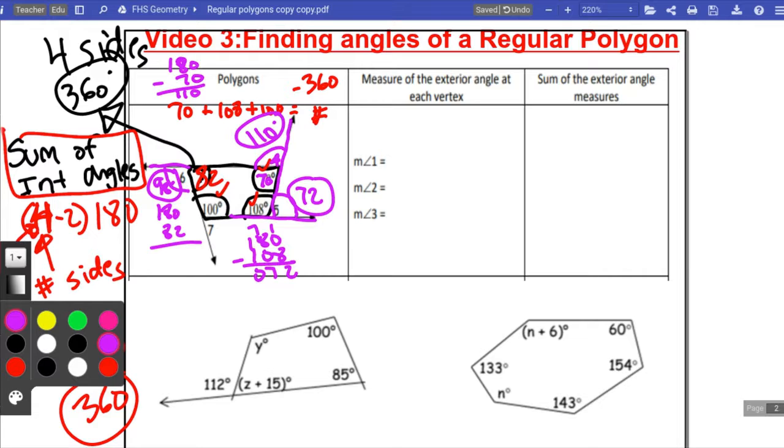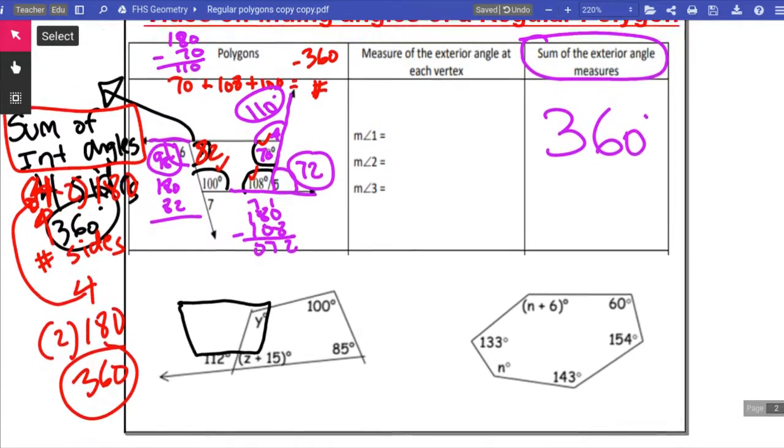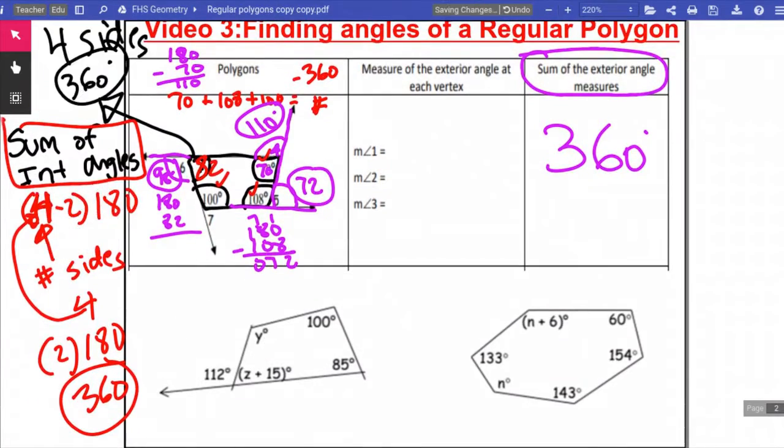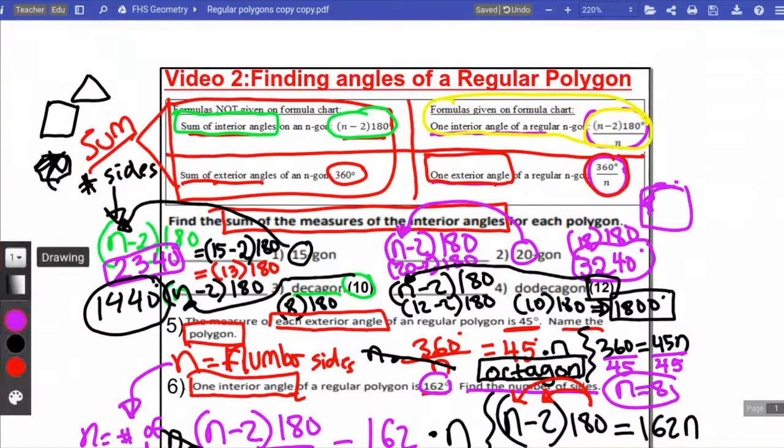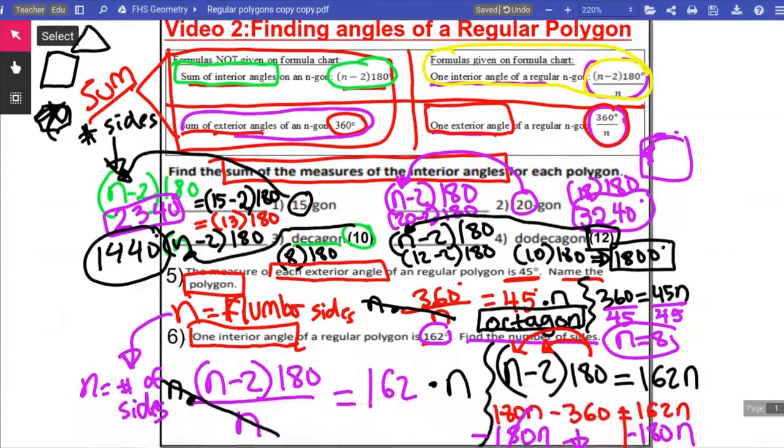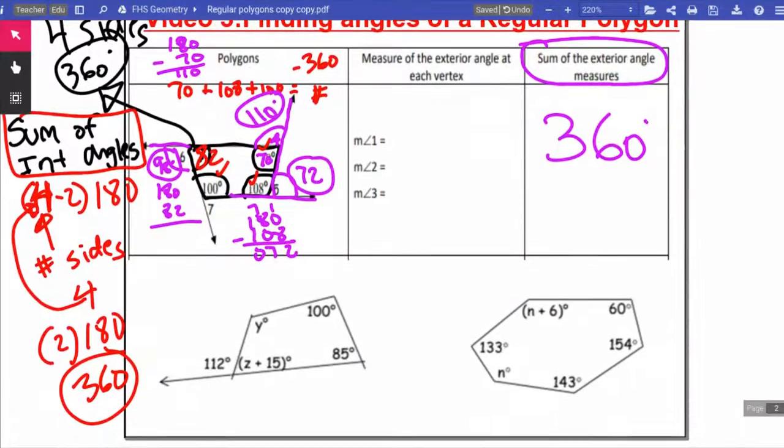On the next one, which one is it? Oh, first of all, let's answer this. The sum of the exterior angles will always be 360. That was noted in the video above. It was somewhere, the formula. See this formula right here? The sum of the exterior angles will always be 360. Okay, just something to always remember.